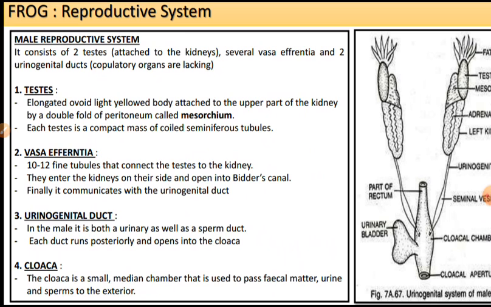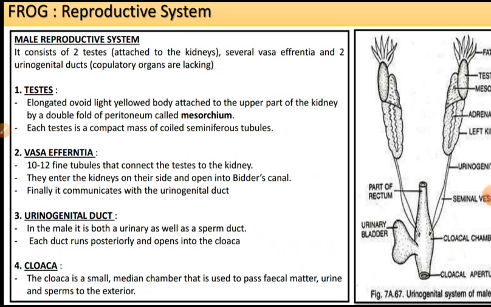Let us discuss the first one, a pair of testes. A pair of testes are present on the upper side of the kidneys, and they are light yellowish in color and oval in shape. Where are they present? They are present on the upper side or anteroventral sides of the kidneys.